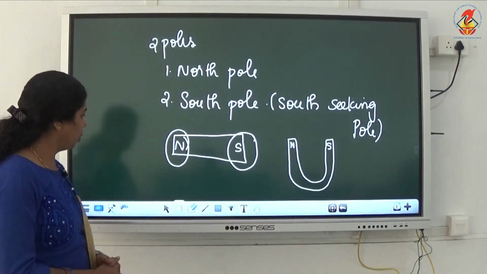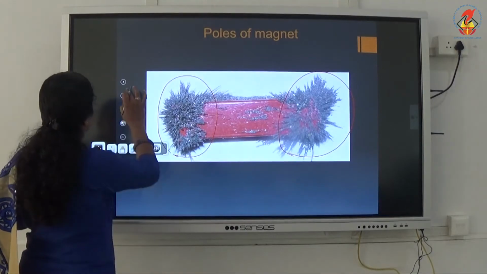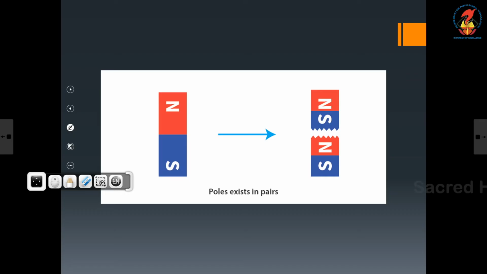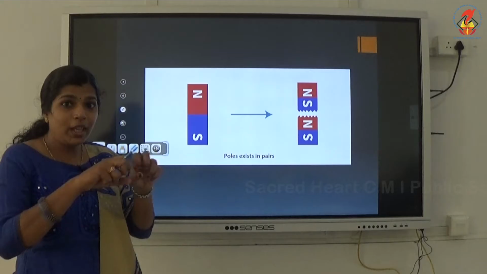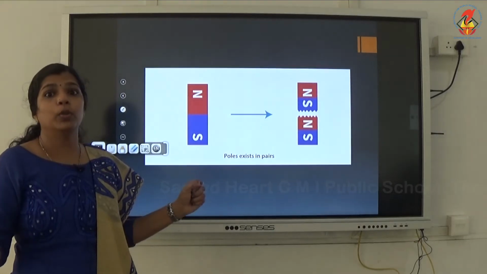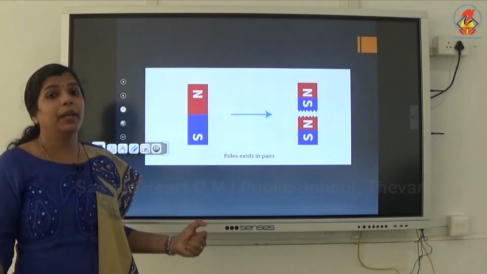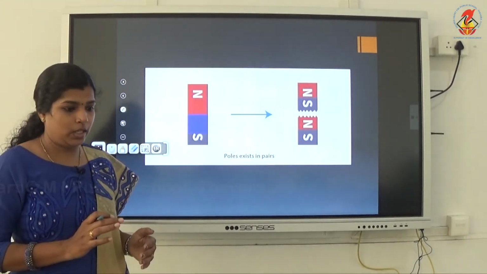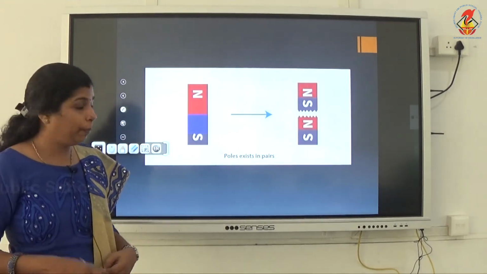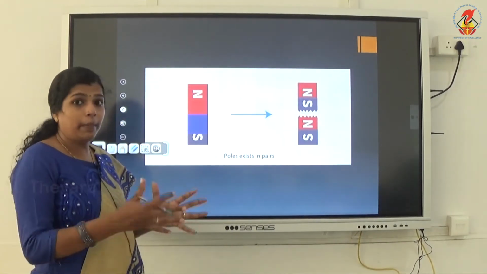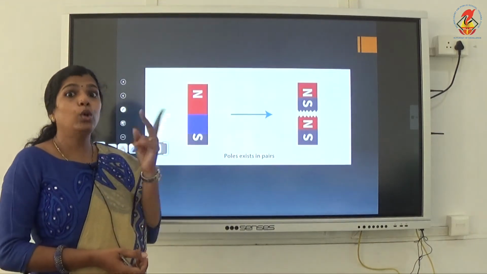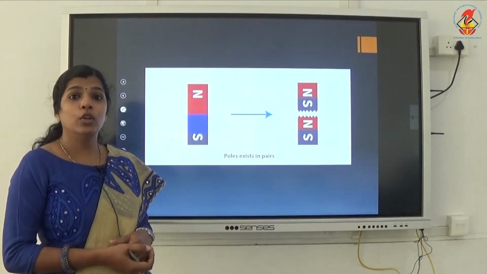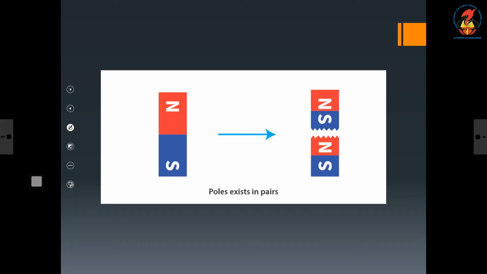Then one more thing. The poles will exist in pairs, that is north pole and south pole. We cannot separate or isolate north pole and south pole. The poles exist in pairs. So what will happen when you break a magnet? We will get two magnets.